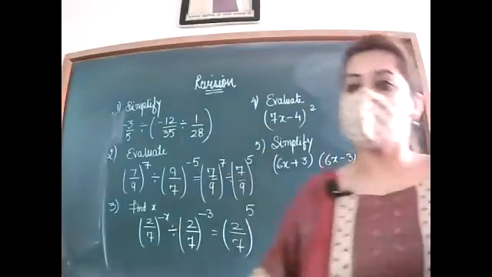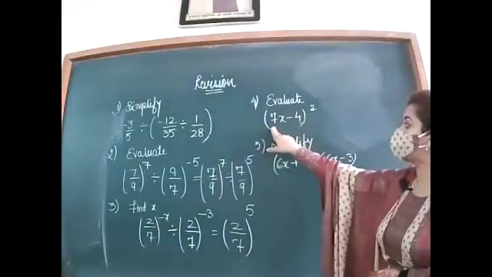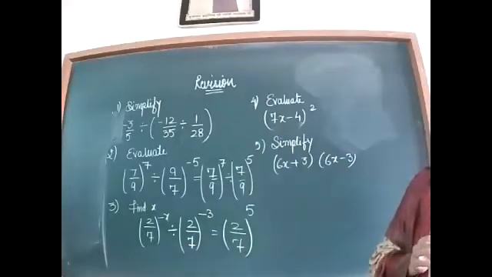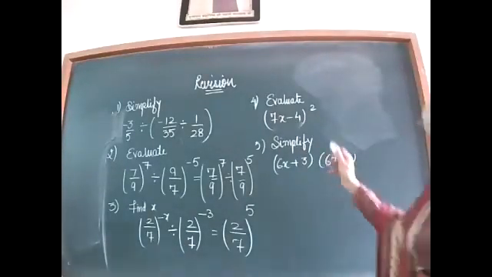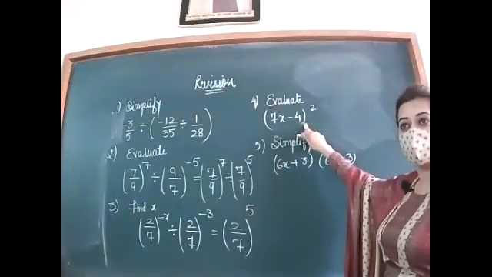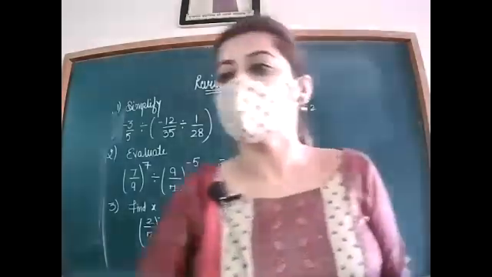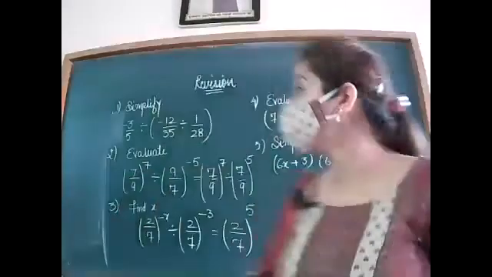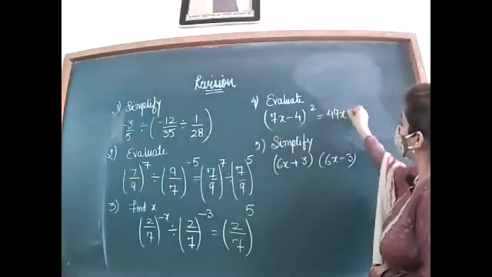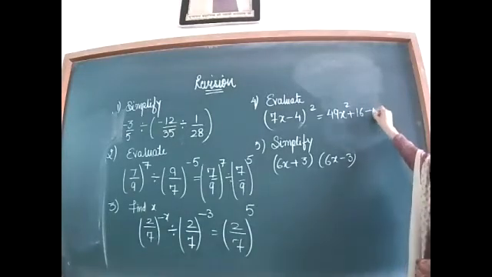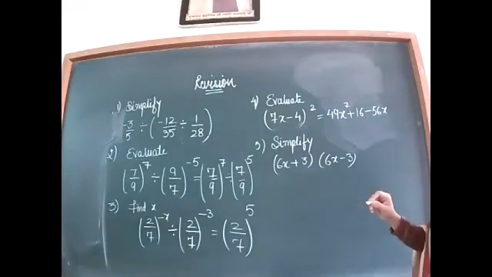Solve the next question. In question number 4, you are given a minus b whole square, that is a square plus b square minus 2ab. Here a is 7x, b is 4, then minus 2ab. 2 will be multiplied with these two terms. Tell me the answer. 49x square plus 16 minus 56x. 2ab will give you minus 56x. This is your answer.